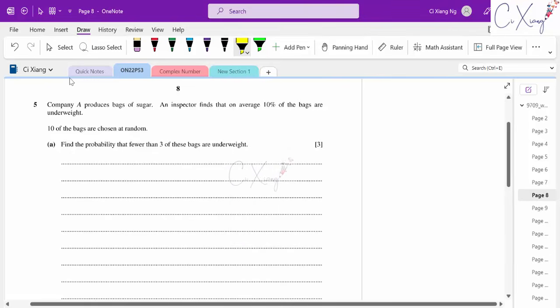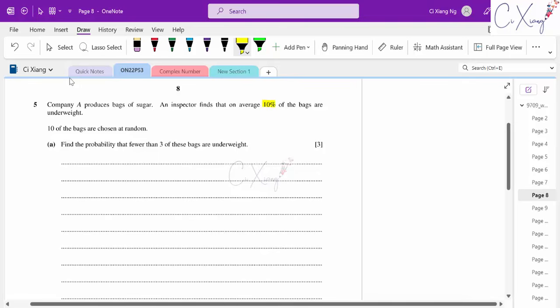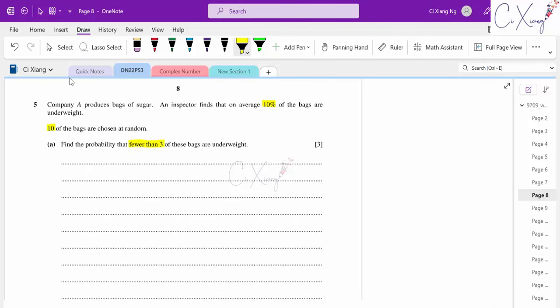Question number 5. We have company A producing bags of sugar. An inspector finds that on average, 10% of the bags are underweight. We are having 10 of the bags chosen at random. Find the probability that fewer than 3 of these bags are underweight.